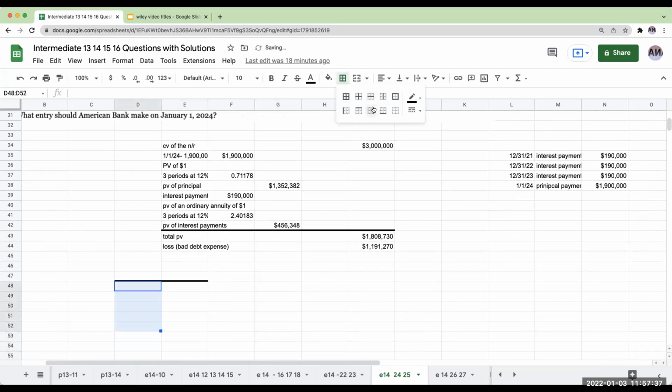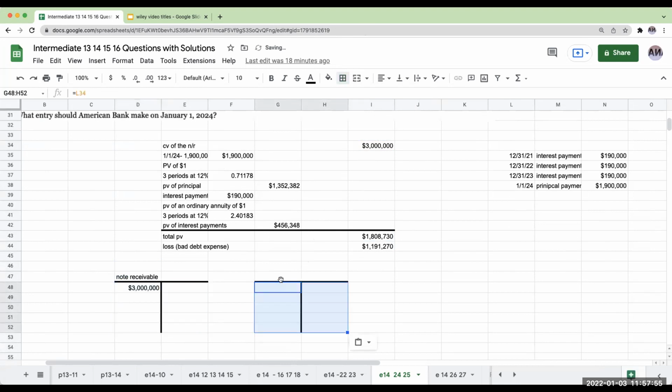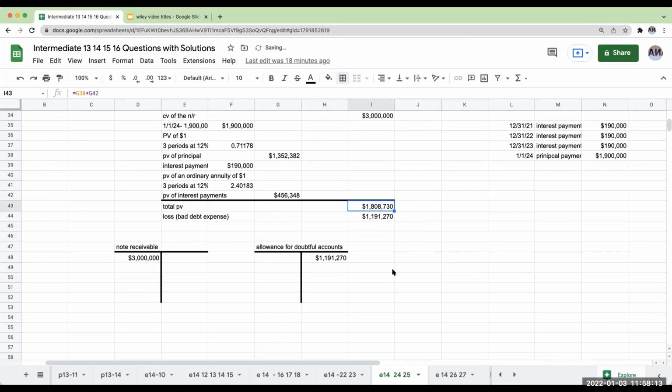Now, I've got a note receivable on my books at 3 million, but how am I going to bring this down to 1.8 million? What I'm going to do is essentially use an allowance for doubtful accounts. My allowance for doubtful accounts is going to be showing here 1,191,270. So my carrying value of the note receivable is going to be 1,808,730.